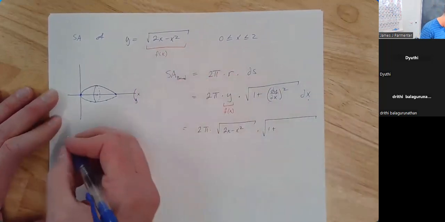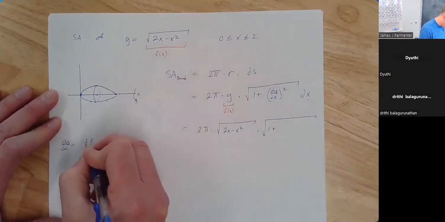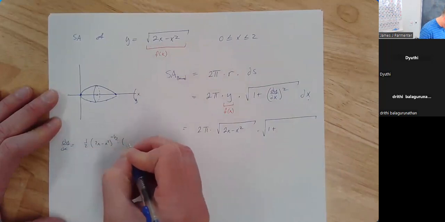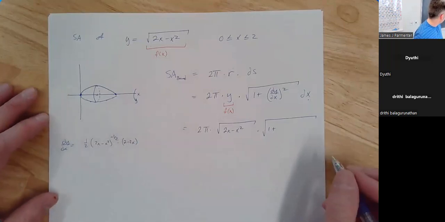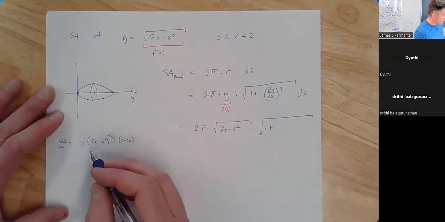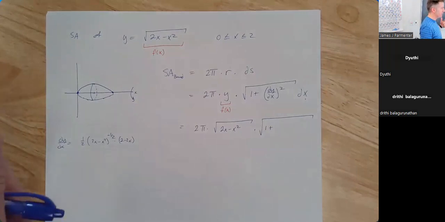Ugh. Let's find that real quick. dy dx is 1/2 my stuff to the negative 1/2 times the derivative of my stuff, which is 2 minus 2x. That's looking really gnarly. Fine. I would definitely choose to do a couple things here. Simplifying becomes important in this process. Simplifying your stuff actually does really matter.